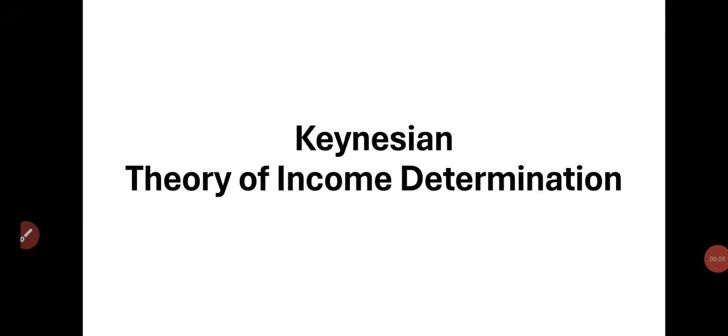Students, today in this class we will discuss the Keynesian theory of income determination. Keynes has given his theory on the determination of the equilibrium level of income and employment in an economy. A very simple theory he has given, and that we will discuss today in this class.